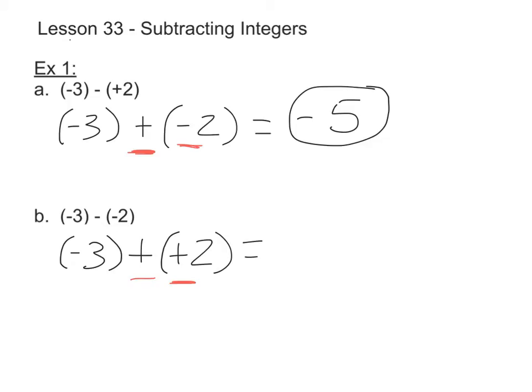And now that we see that, once again, I think this is a little bit more obvious how we want to do this. -3 plus +2. So I owe somebody $3, but I made $2. I'm still in the hole, but now I only owe $1. Therefore, -1.